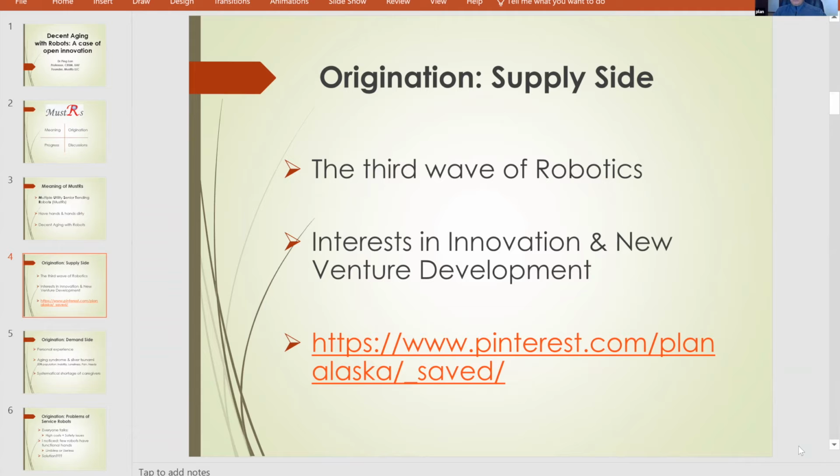That is from the supply side: the technology is there, and robots will show up everywhere. The second one, also from the supply side, is myself. I am very interested in new technology.